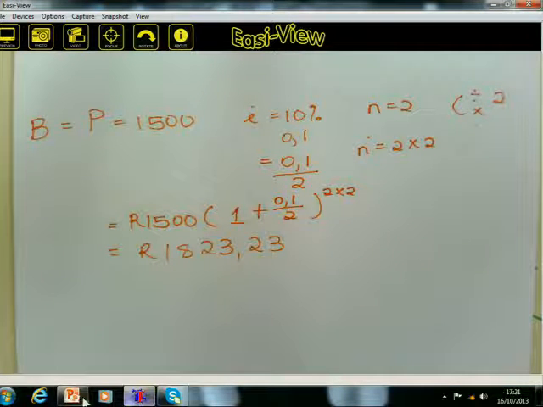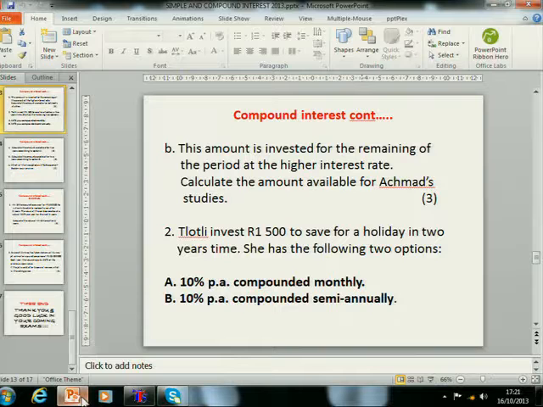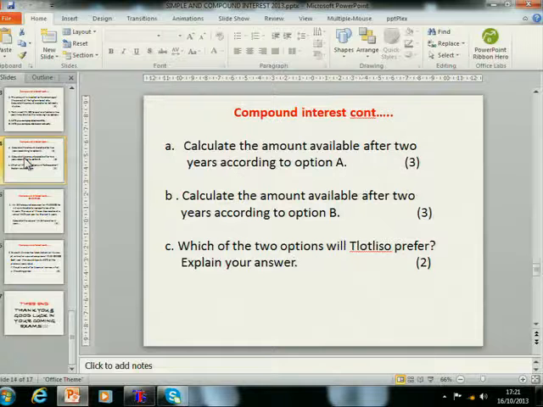So now let's go back to the question. Kloti invests 1,500 to save for a holiday in 2 years' time. She has the following 2 options. There you have option 1 and option 2. Calculate the amount available after 2 years according to option A. There we have our option A is going to be 1,830,59 cents. Calculate the amount available after 2 years according to option B. We're going to have 1,823 rand 23 cents. Which of the 2 options will Kloti prefer? Explain your answer.